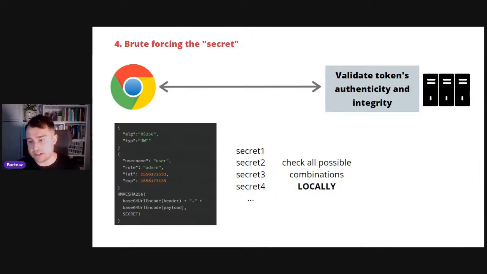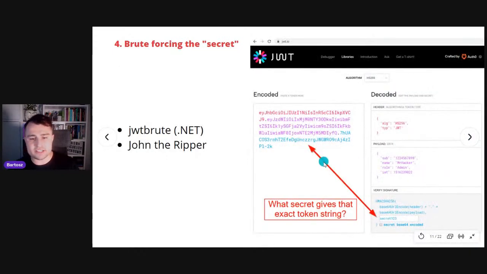So the thing here is, and here's the example: if you go to JWT.io, which is a nice debugger for JSON tokens, and place the token, you can see a representation of what I'm saying, and you see that there's a secret here. And the question that you may pose is, what secret gives that exact token string? You can use John the Ripper or JWT Brute, which is a .NET library, and try to break this token, which is actually mind-blowing if you were not aware of that, of course.